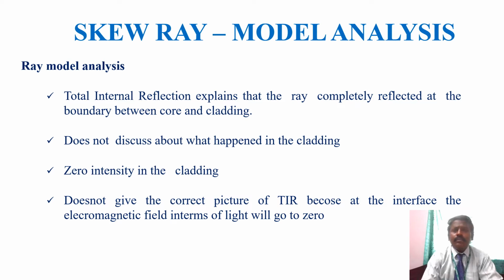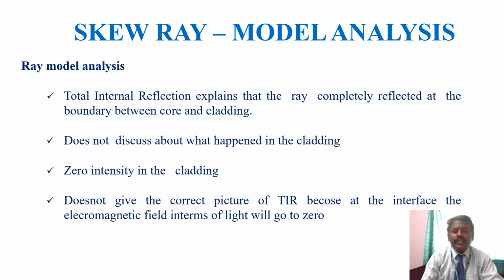Then, what is the model analysis in the skew ray? In the ray model analysis, total internal reflection explains that the ray is completely reflected at the boundary between core and cladding. Then it does not discuss what happens in the cladding. Why? Because the incident light at the core-cladding interface is all reflected back into the core by total internal reflection, so we are not talking about the signal propagation inside the cladding.